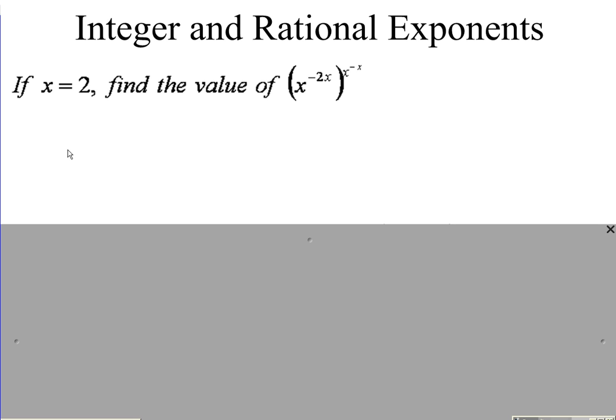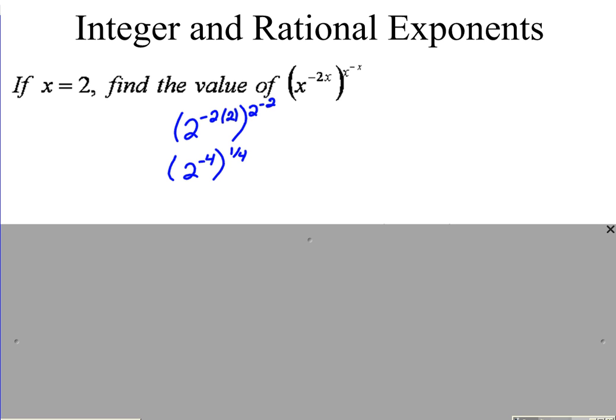So x is equal to 2, which means we have 2 to the negative 2 times 2 power. All of that then is raised to the 2 to the negative 2 power. Simplify as we go here. Inside the set of parentheses, we have 2 to the negative 2 times 2, which is negative 4th power. Out here, 2 raised to the negative 2nd power. Plug that into your calculator. 2 raised to the negative 2nd power is 1/4.